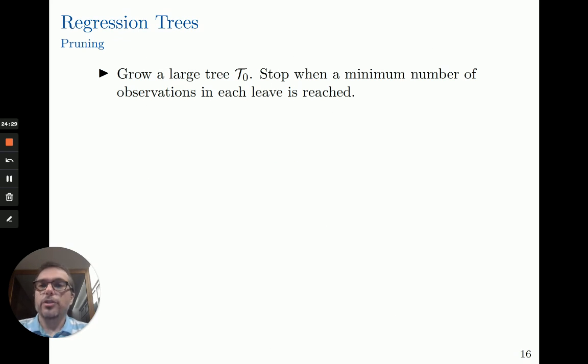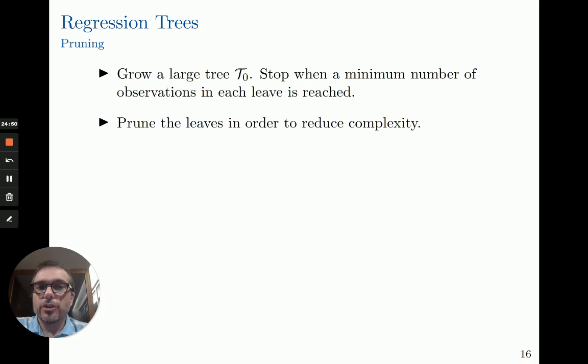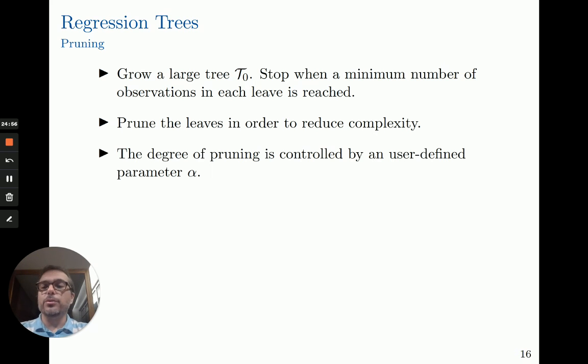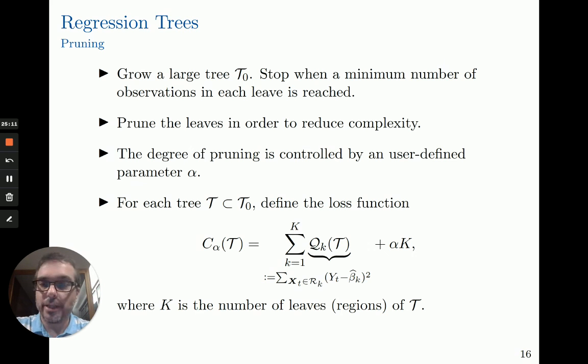Imagine that we have grown a very large tree that we are going to call calligraphic T-naught. We stop growing the tree when the number of observations within each region reaches the lower bound. This is a very complex tree, as I mentioned, overfitting a lot. So what I'm going to do is remove irrelevant splits. We are going to have a parameter alpha that will regulate and put discipline on how we prune. We don't want to prune too much.